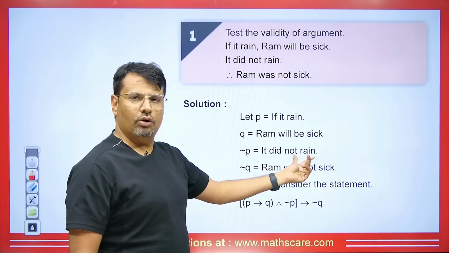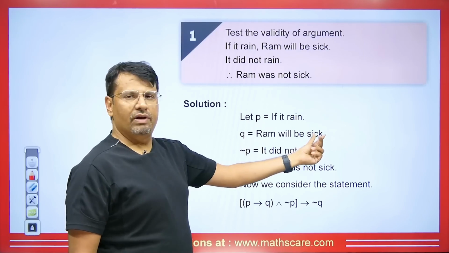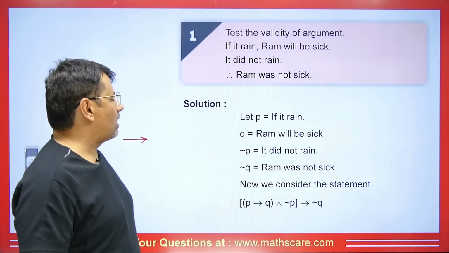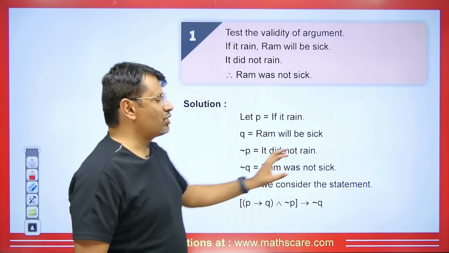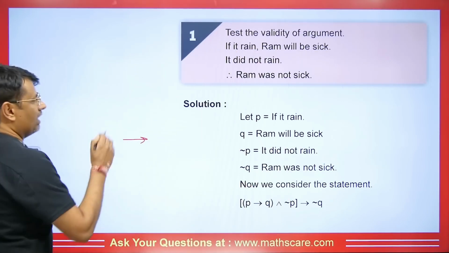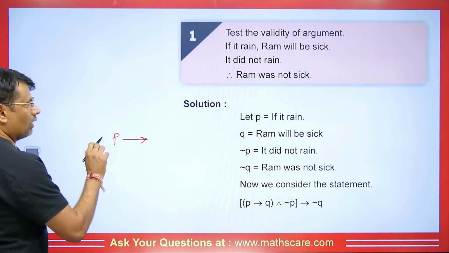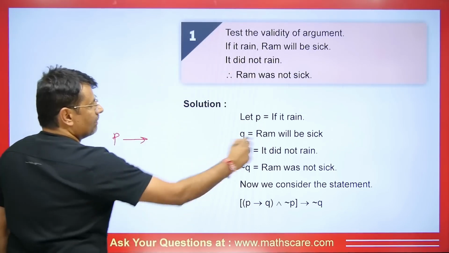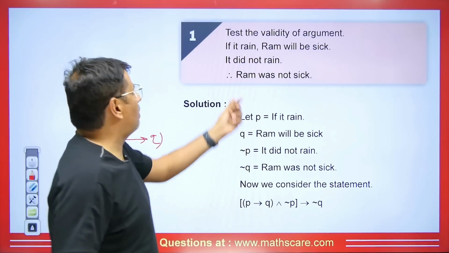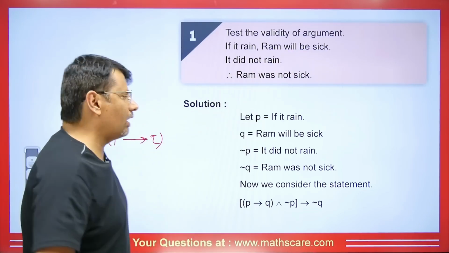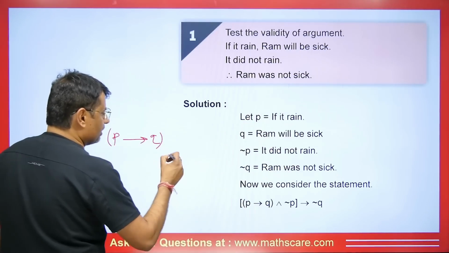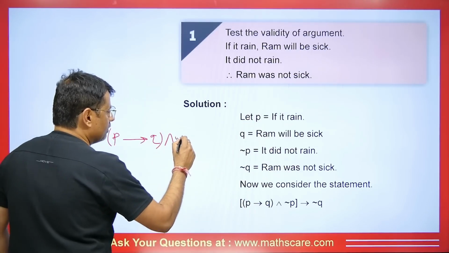Are you following me here? Now we have Q as Ram will be sick, so its negation will be this. Now let's move ahead. We need to understand the statement which is given here. If it rains, here rain is denoted as P. So if there will be rain, then Ram will be sick, and Ram will be sick is denoted as Q. Now what is happening here? It did not rain, meaning P, and P is showing it did not rain. So what does did not rain mean? Negation. So it will be negation of P.